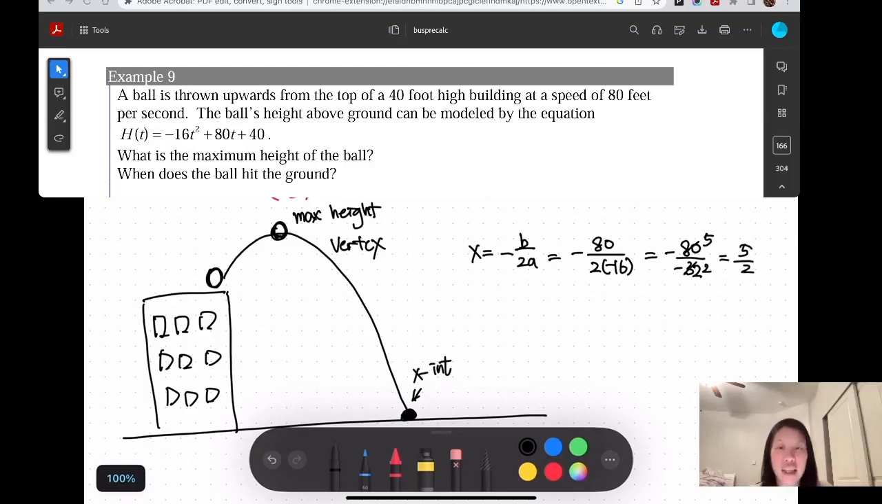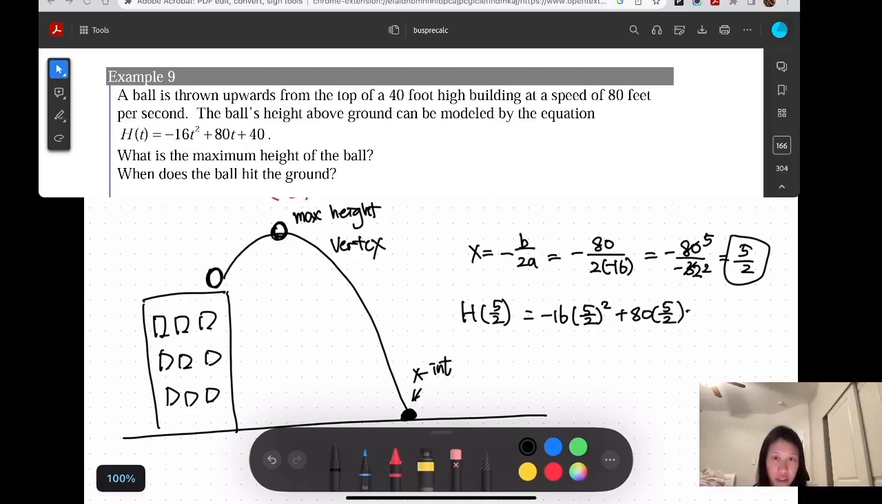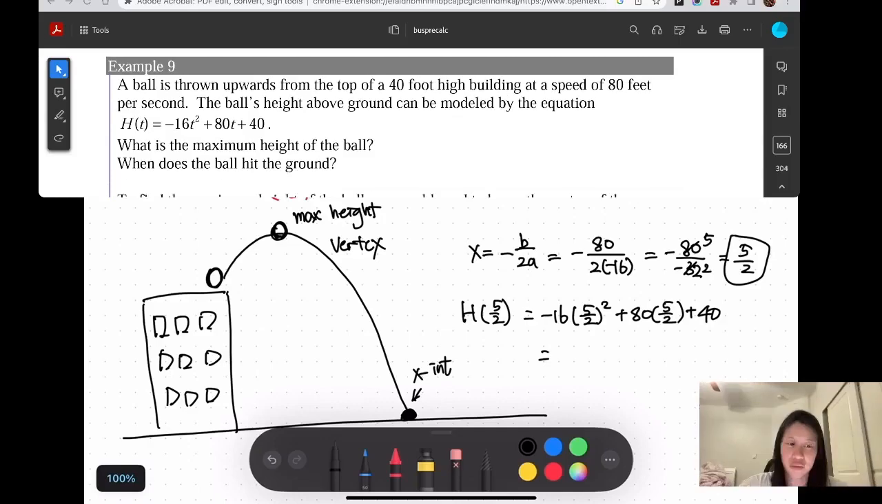Alright, but that's not the height. Remember, t stands for the time and h is the height. So we still need to substitute t equals the vertex value into the function. I substitute it into the function: negative 16 times that value squared, plus 18 times that value, plus 14. So that gives you the maximum height.